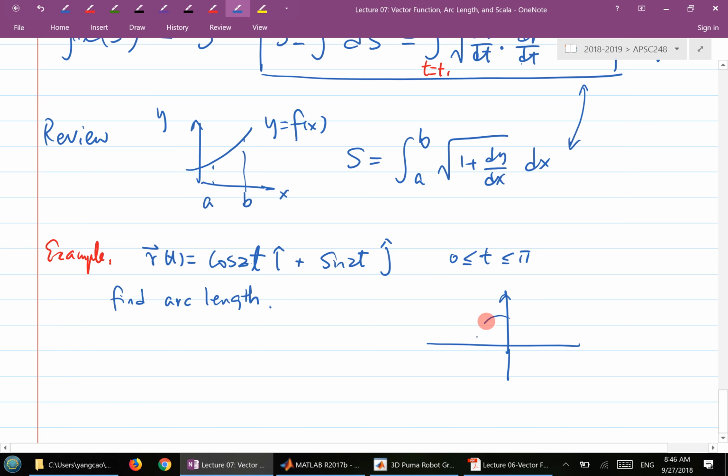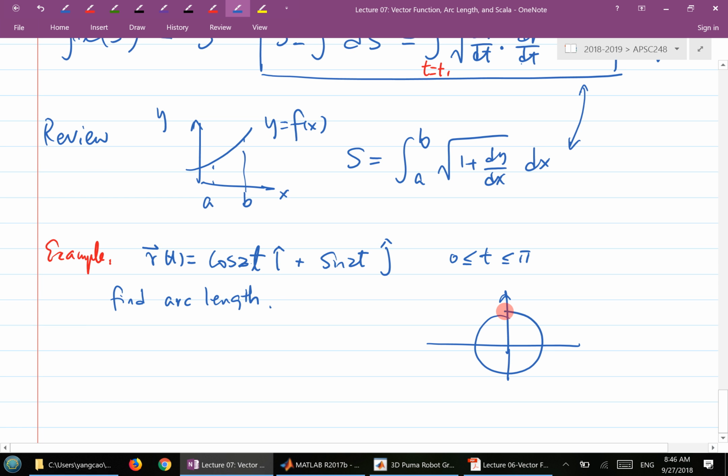Essentially, if you plot it out, you get just a circle, going from the beginning till the end. So 1 turn, and we're asking for arc length. The circle has a radius of 1. So honestly, do we need to calculate? We don't, right? 2 pi r.